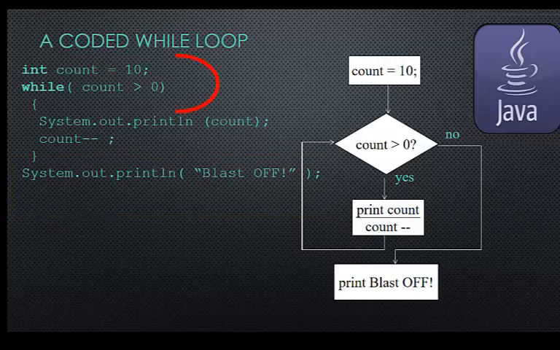Now a couple things to note when you're coding the while loop. You do not put a semicolon after the condition. If you do that, your loop will not work properly. So be careful about that. It's an easy mistake to make. What would be output from this? Exactly the same output as we saw from the for loop.